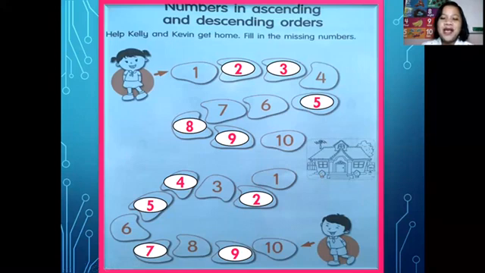Do you understand? All right, so this is an example of descending order from 10 going down to number 1. From the greatest number to the smallest number. Do you understand? Yes? Very good.